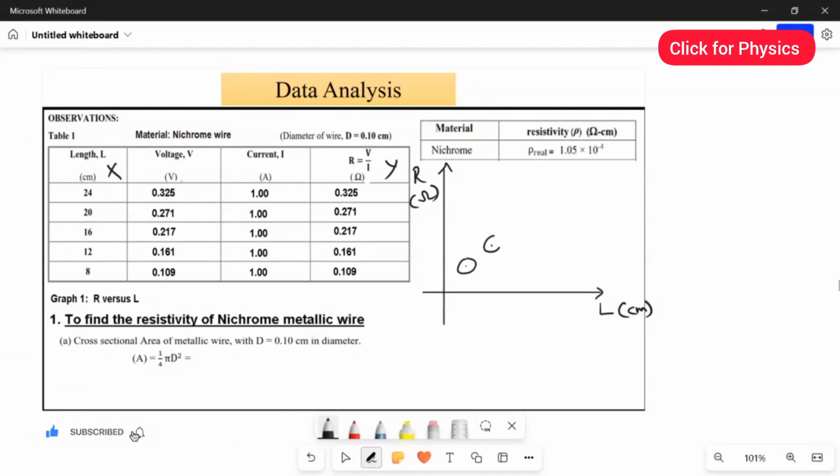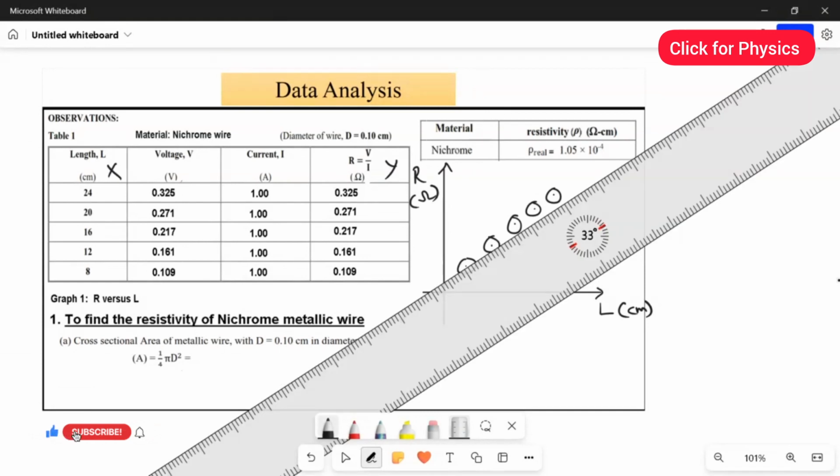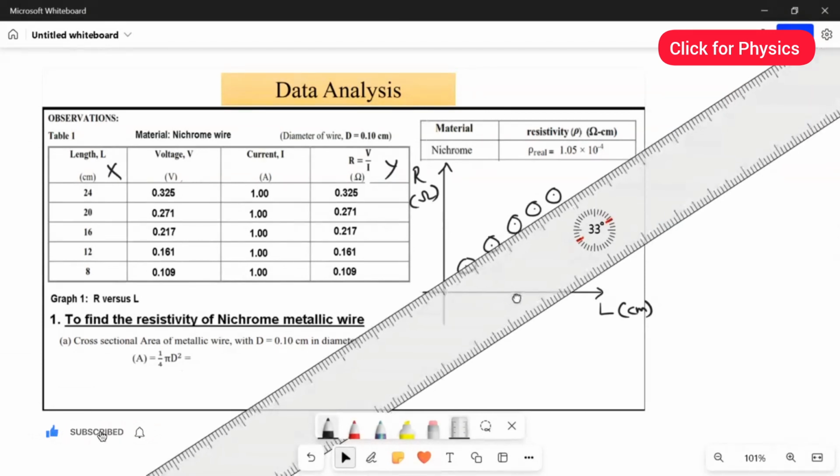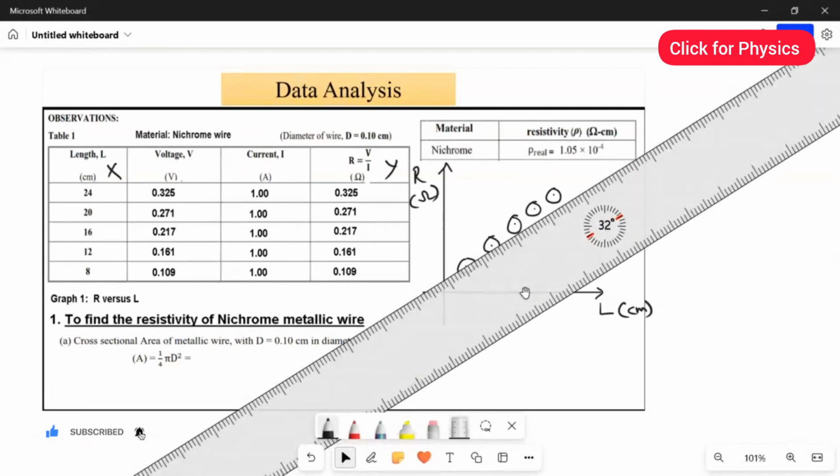So you have to take your graph paper and you have to draw this graph in the graph paper only. Clear? So here I mentioned 5 points. Now I have to connect these 5 points by a straight line by using the ruler. Clear? So I'm going to connect all these 5 points by using a ruler.